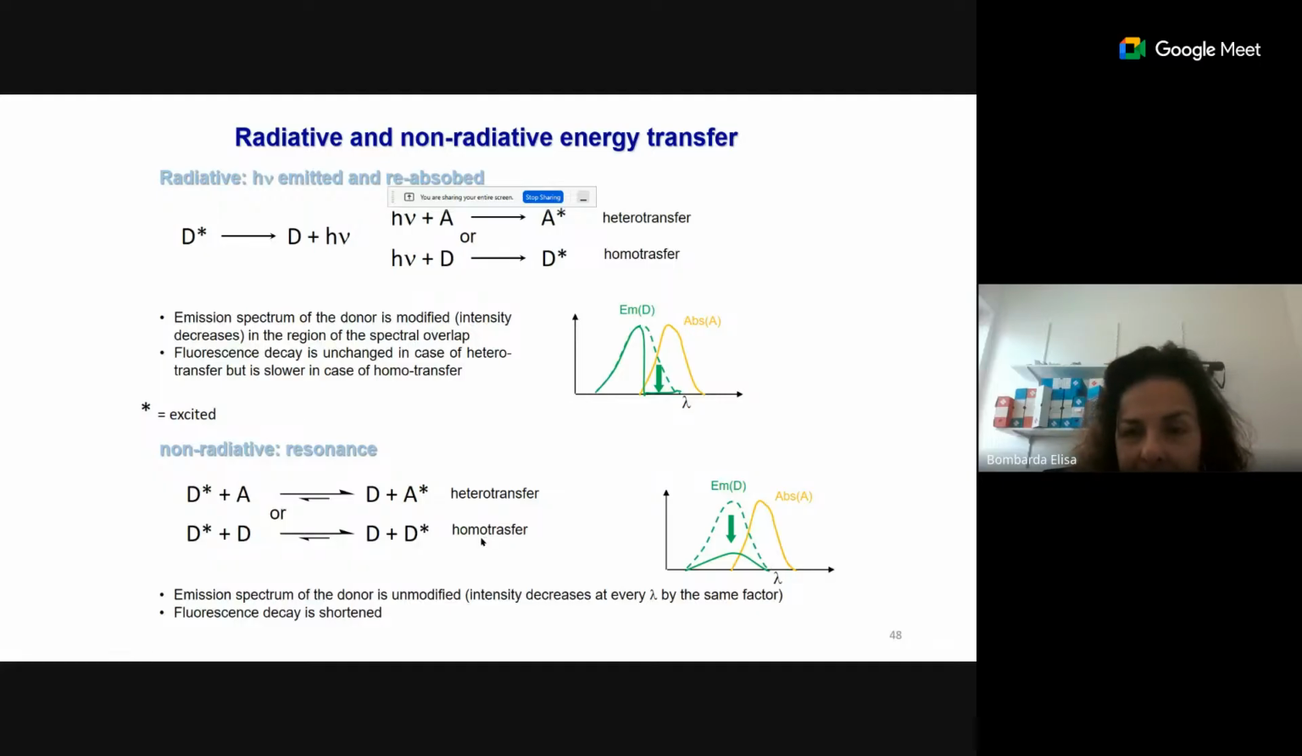What are the spectral characteristics that can tell us if we are in one or in the other situation? In case of radiative transfer, the emission spectrum of the donor is modified. The intensity practically decreases in the region of spectral overlap, because the photons emitted in this region by the donor don't reach the detector, because they are absorbed again.